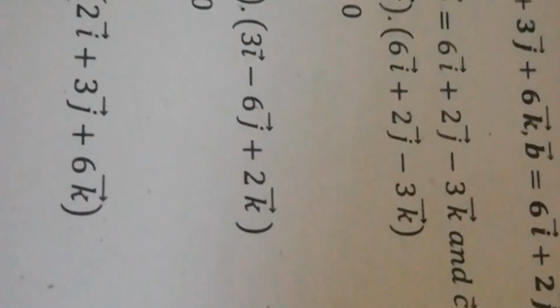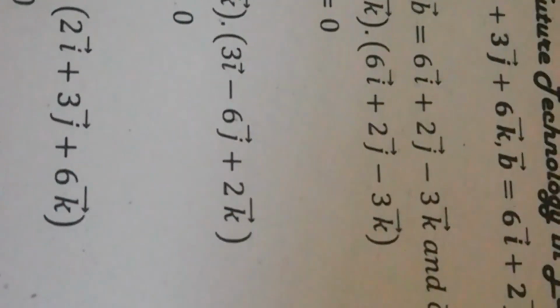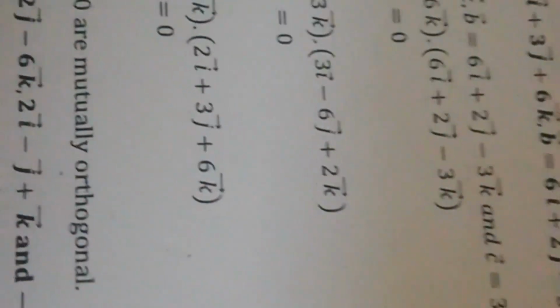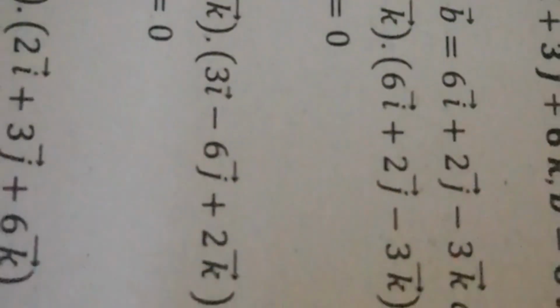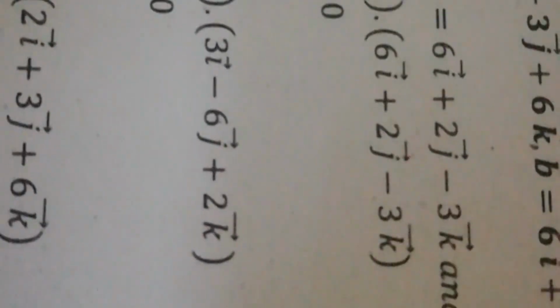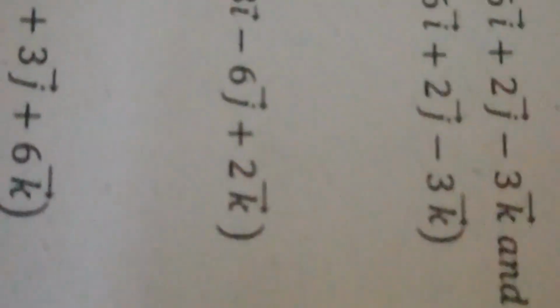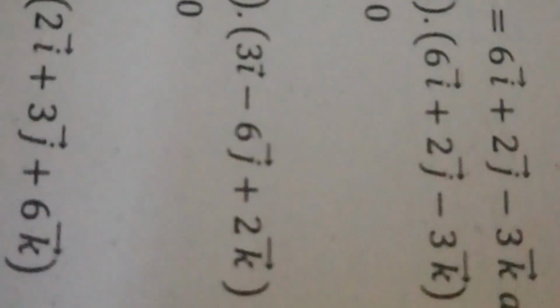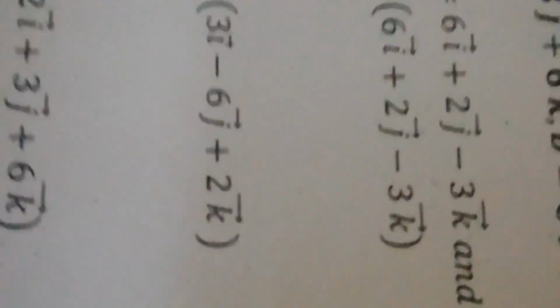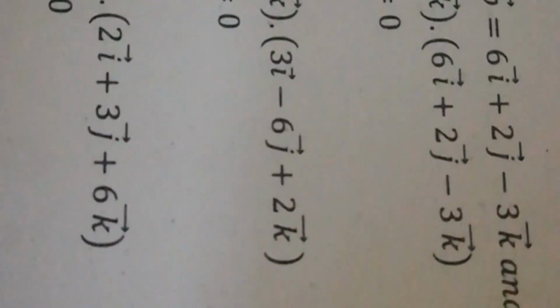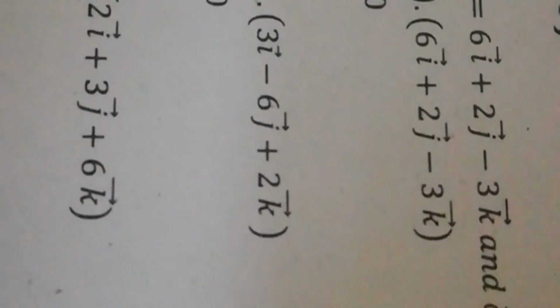Next, B and C. B vector dot C vector. So what's B vector dot C vector? 6 threes are 18, 2 into minus 6 is minus 12, minus 3 into 2 is minus 6. So 18 minus 18 is 0. So B dot C is equal to 0. Therefore B and C are perpendicular.